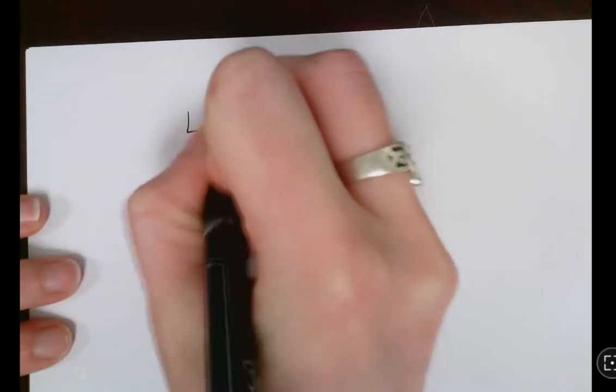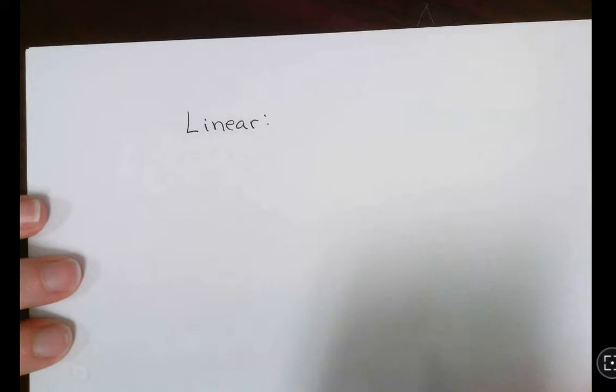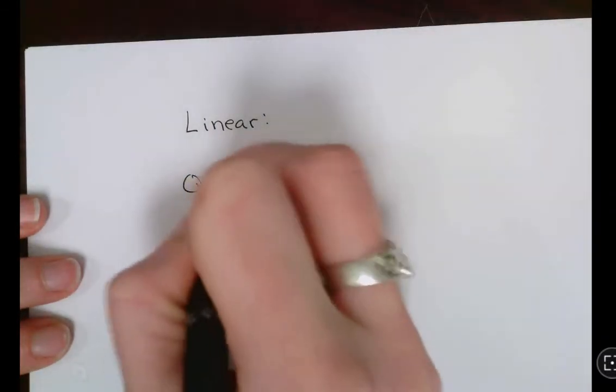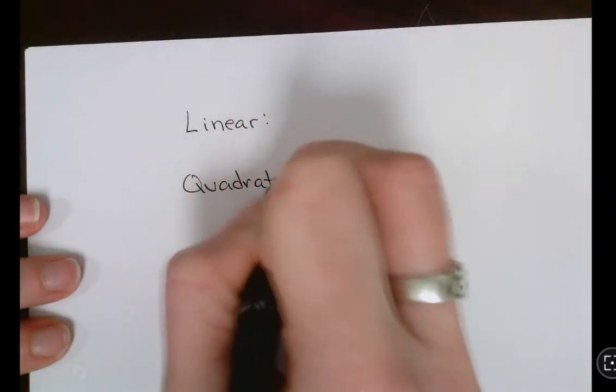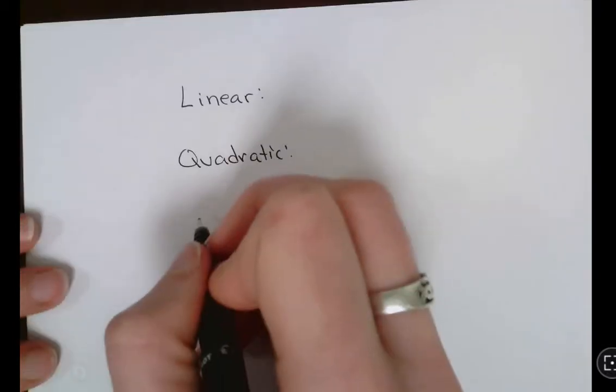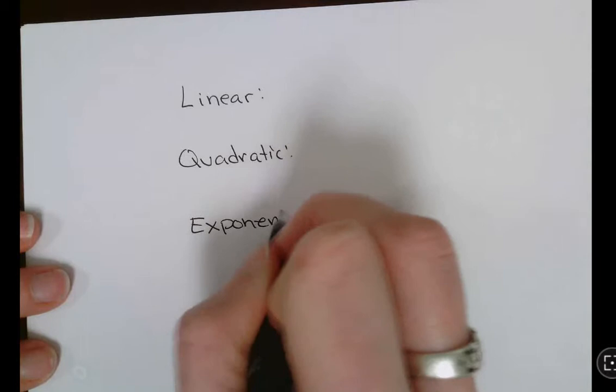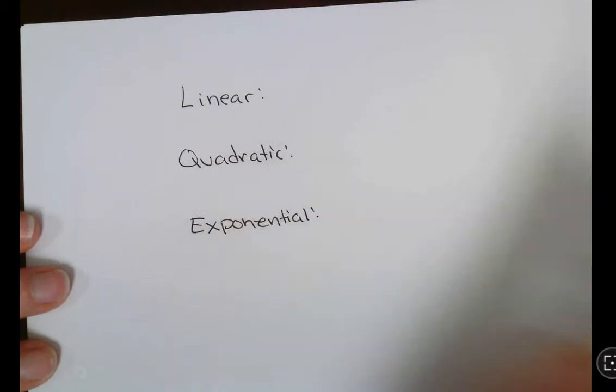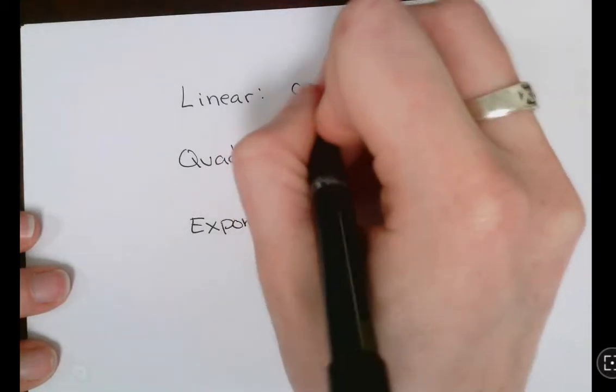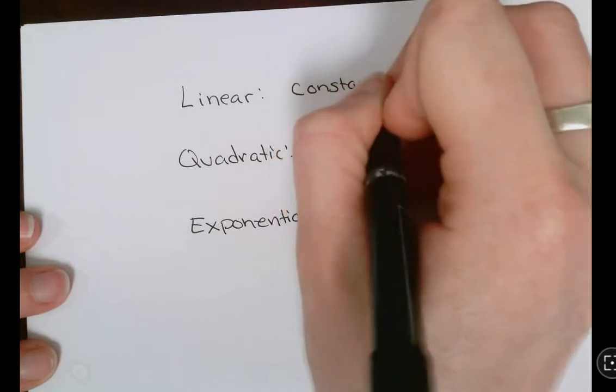Now, data classifications, remember there's a couple of rules for this. We have a few different equations it could be. Could be linear, could be quadratic. We've also learned exponential. Now linear, you have a constant first difference.